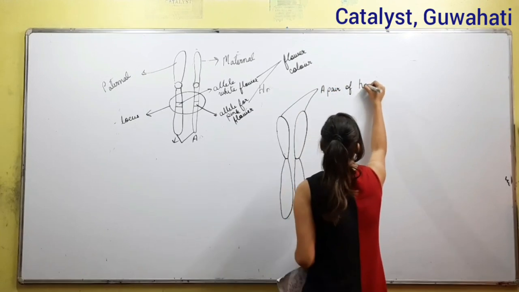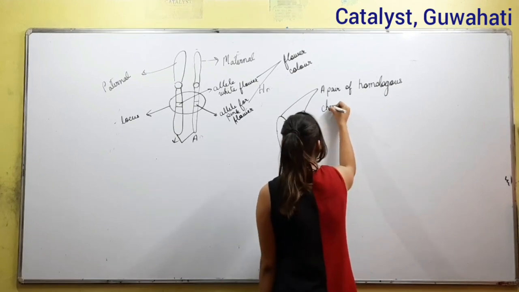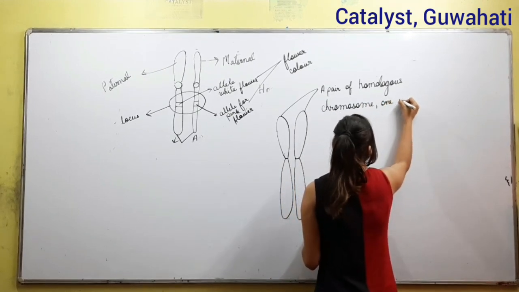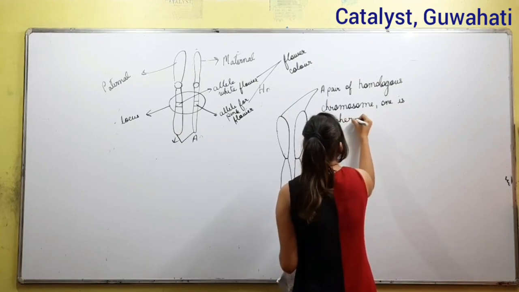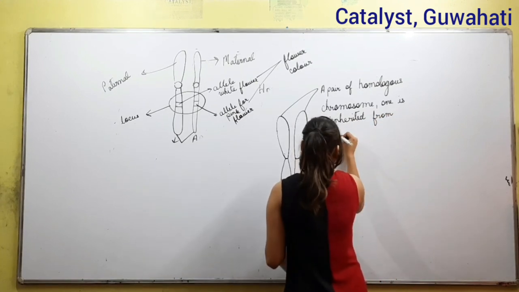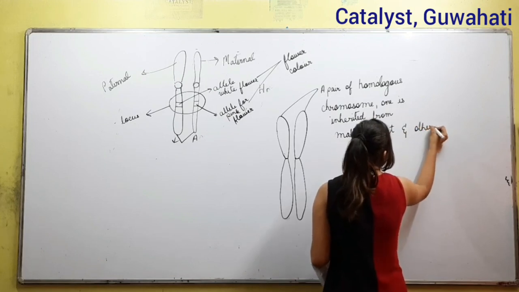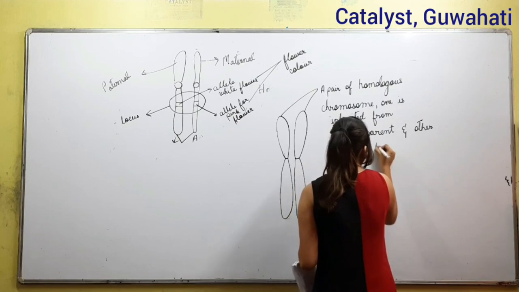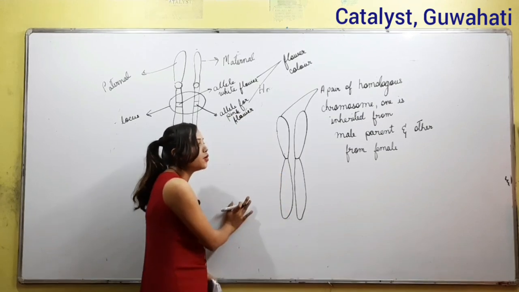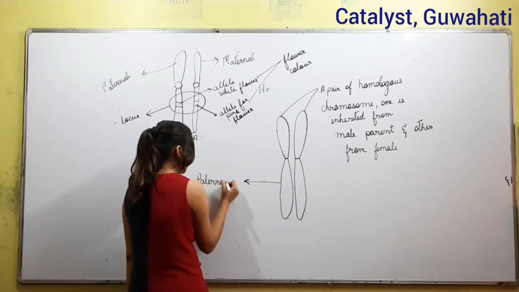Pair of homologous chromosomes. One is inherited from the male parent and the other from the female parent. So this is a pair of homologous chromosomes. One is inherited from the male parent and the other from the female parent. Paternal and maternal.